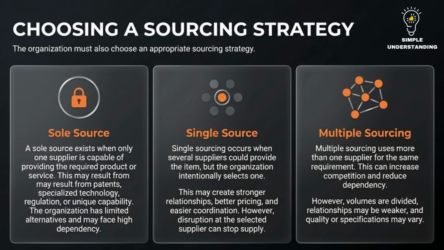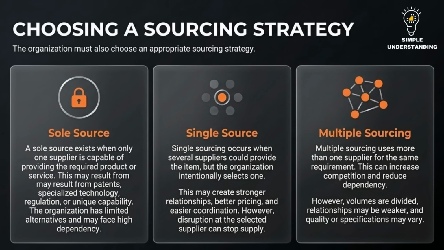Single source. Single sourcing occurs when several suppliers could provide the item, but the organization intentionally selects one. This may create stronger relationships, better pricing, and easier coordination. However, disruption at the selected supplier can stop supply.